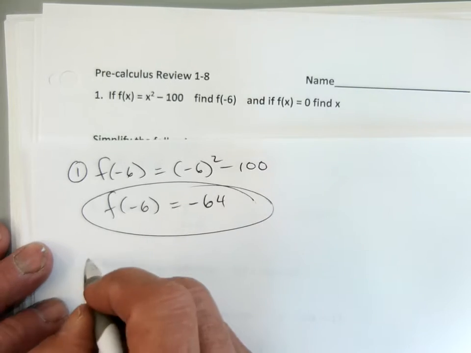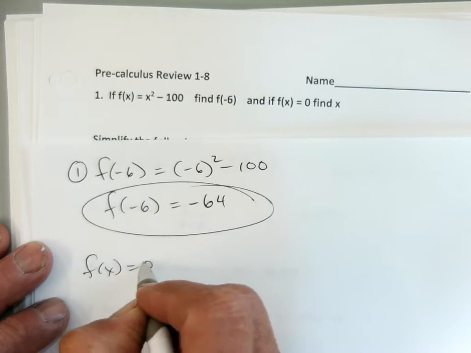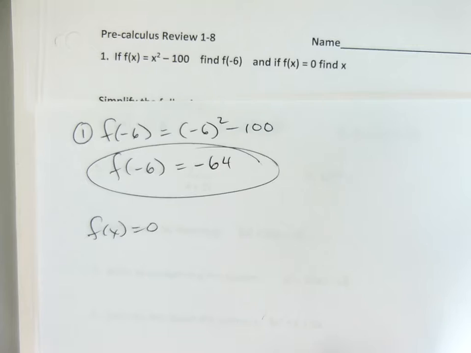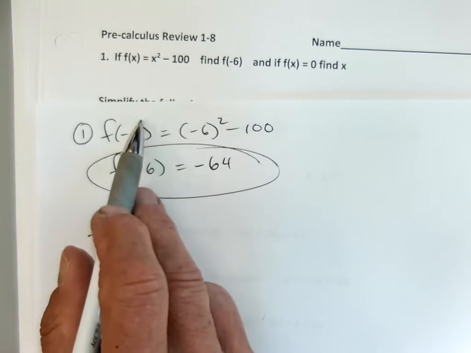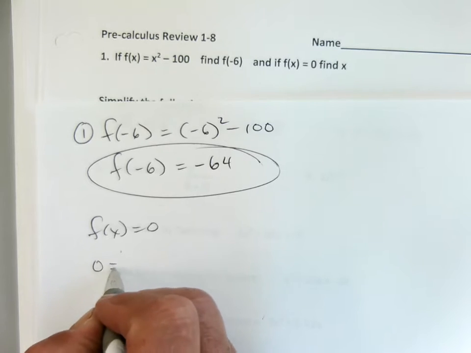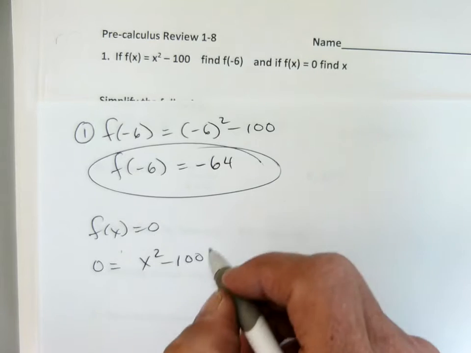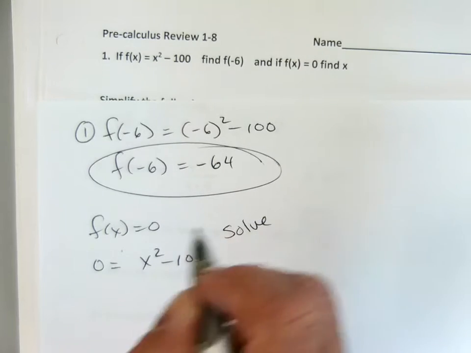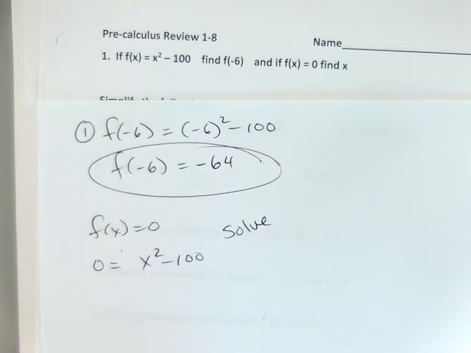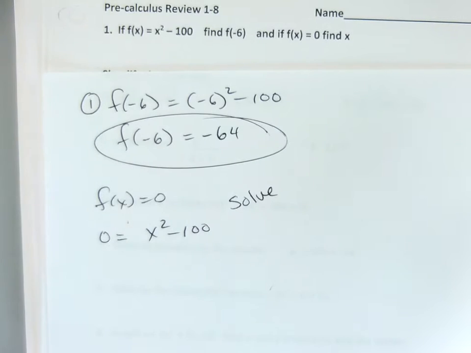Second part, f of x equals 0 is a different question. It's not saying plug in 0. Not at all. You set f of x equals 0. So we're going to go 0 equals x squared minus 100, and we'll solve. I know there has to be two answers because it's an x squared. So there's two ways to do it. One is I could factor it, 10 and negative 10, or bring over the 100 and square root it. It's whichever seems easiest to you.